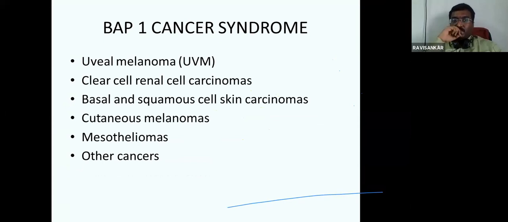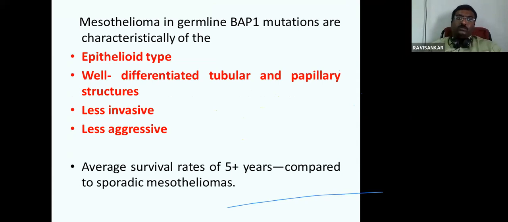BAP1 cancer syndrome is associated with mesotheliomas, uveal melanomas, clear cell renal cell carcinoma, basal squamous and cutaneous melanoma. So the answer for that is all of the above. Remember that mesothelioma in germline BAP1 gene mutation behave better than the sporadic mesotheliomas.